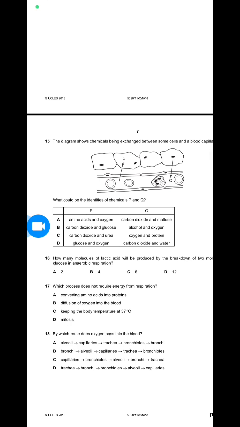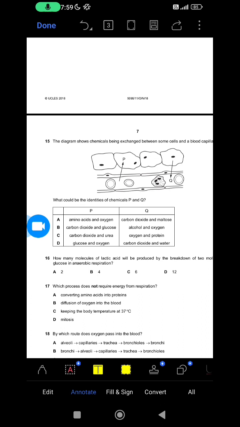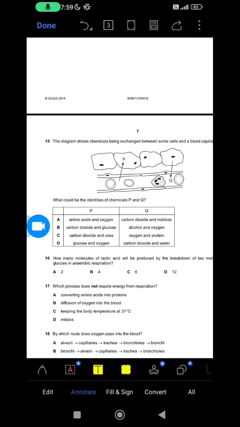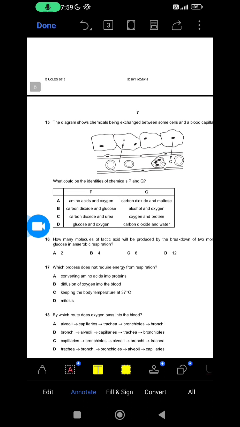The diagram shows the chemicals being exchanged between some cells and a blood capillary. What could be the identities of chemical P and Q? Now the capillaries always supply blood and glucose or amino acids to the cells, while the cells give back carbon dioxide and unwanted materials. So let's see.